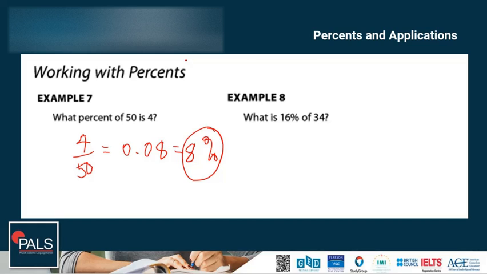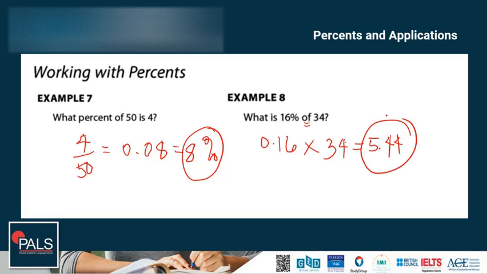So let's try example 8. What is 16% of 34? So the decimal form of 16% is 0.16 times, remember, "of" implies multiplication. So 0.16 times 34, the answer is 5.44. So the 16% of 34 is 5.44. Let's have more examples.